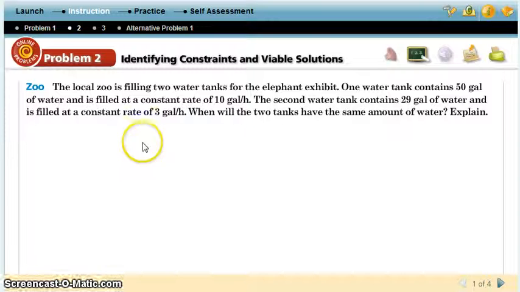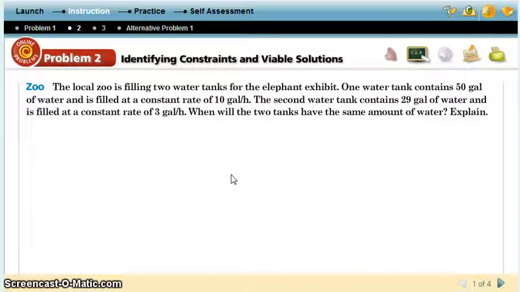So you could draw yourself a second tank and mark it a little bit lower than the first one and label that 29 gallons. And this one is going to be filling up 3 gallons per hour. So a lot less water going in the second tank each hour. What we want to know is, when will these 2 tanks have the same amount of water?